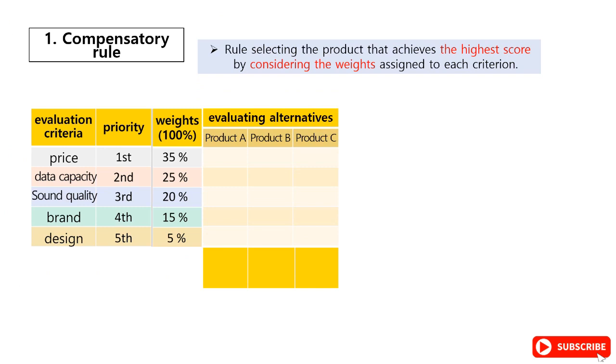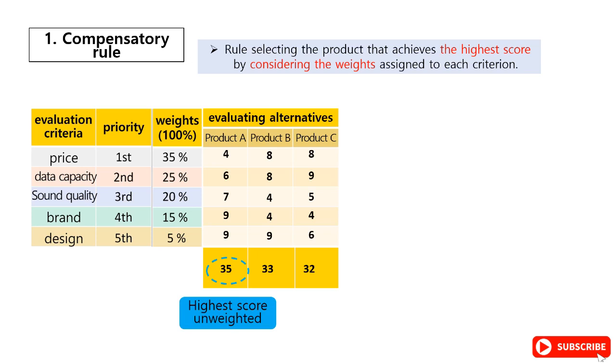First, Steve evaluated 3 products, A, B, and C, according to the evaluation criteria. A received scores of 4 for price, 6 for data capacity, 7 for sound quality, 9 for brand, and 9 for design, resulting in a total score of 35. B received scores of 8, 8, 4, 4, and 9, respectively, resulting in a total score of 33. C received scores of 8, 9, 5, 4, and 6, respectively, resulting in a total score of 32. Therefore, A received the highest score of 35, while C received the lowest score of 32.